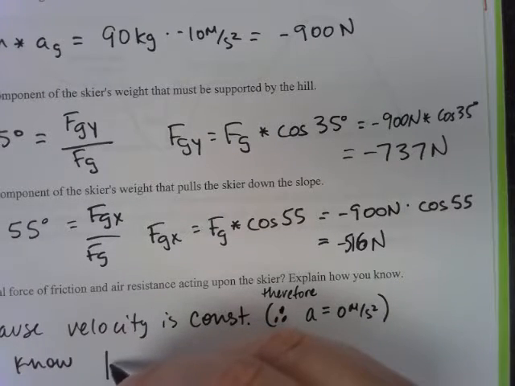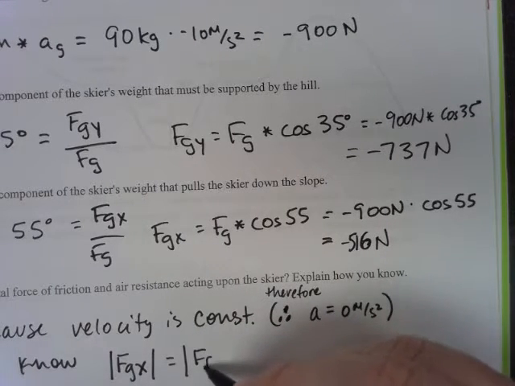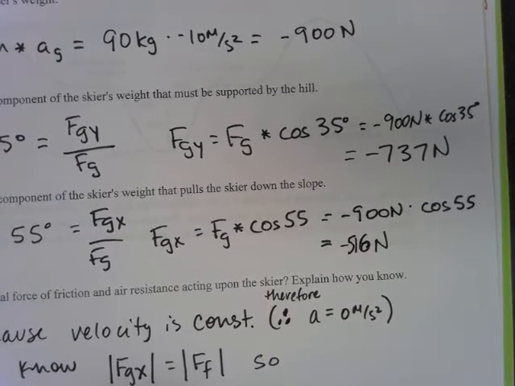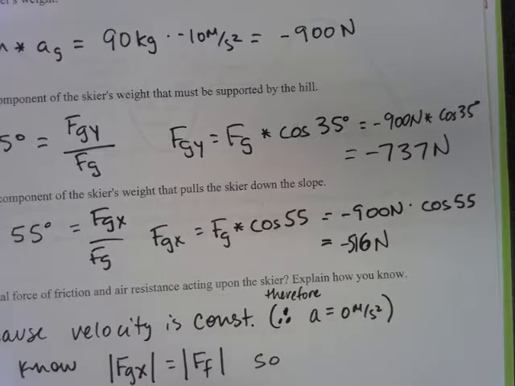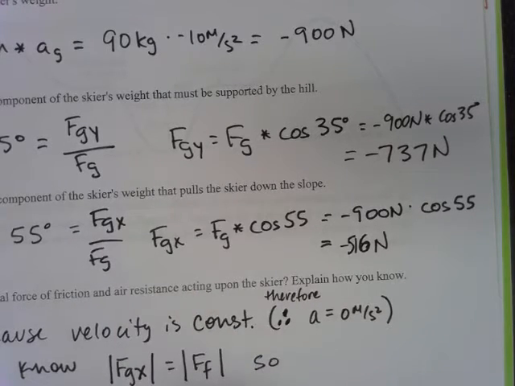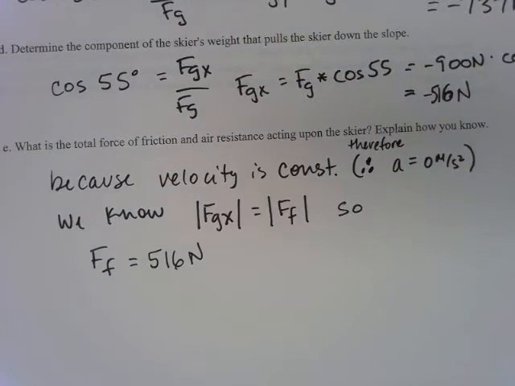We know that the magnitude of FGX is equal to the magnitude of friction. So the force due to friction and air resistance must be equal to my FGX, 515 newtons. All right, do you guys have any questions about the skier? You're feeling pretty okay about the skier?